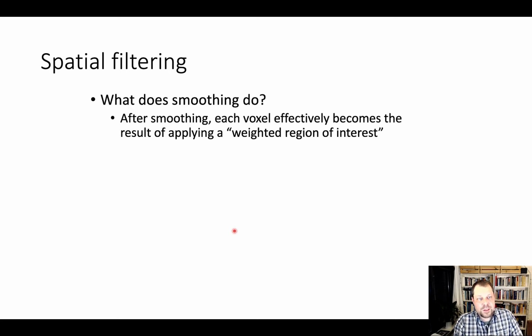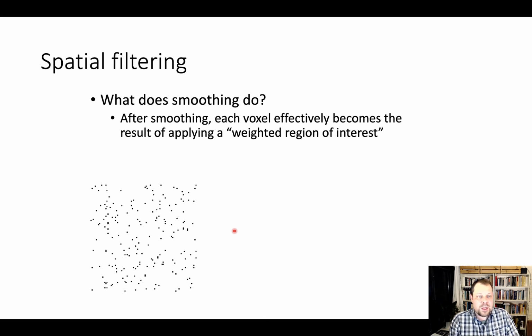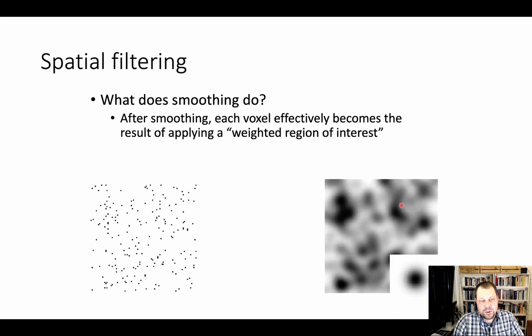So what does smoothing do in a brain image? In principle, each voxel effectively becomes the result of applying a weighted region of interest, and that's what we're showing here. This is the original image. Once you apply a filter to this, you get this weighted average, such that neighboring voxels will increase, so if they're activated, will increase the activation pattern that we observe in a specific region if there are many neighboring voxels that are activated.